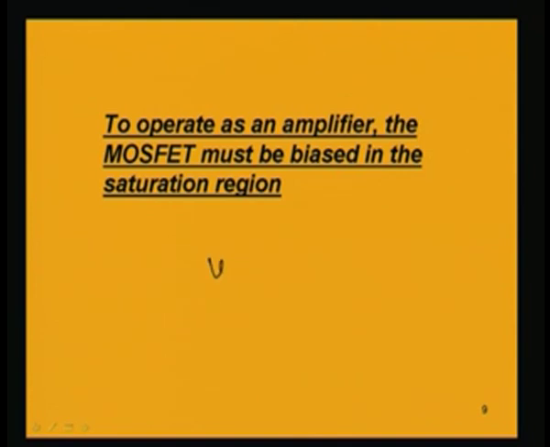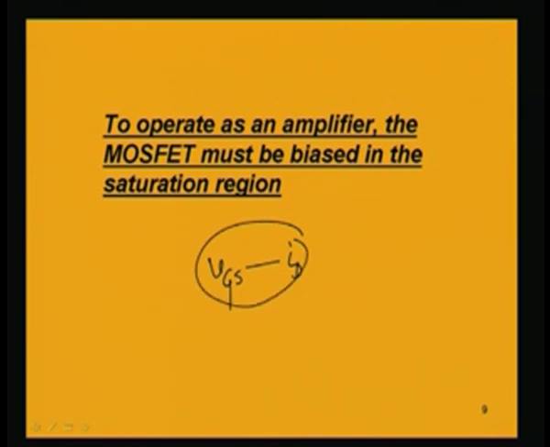So, here what we are doing is varying the gate to source voltage VGS. This is the controlling quantity, as in the BJT, where we controlled the collector current by means of the base current. Here we will be controlling the drain current ID by means of the gate to source voltage. So, this is the idea which will be applied in amplification, that is, we have to control VGS to control ID.